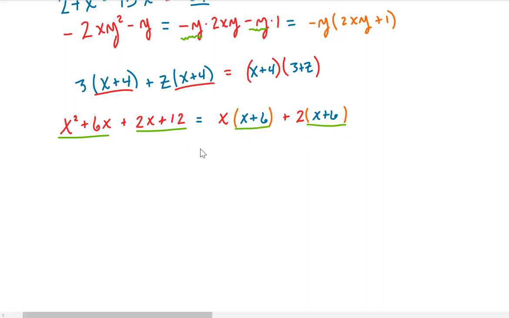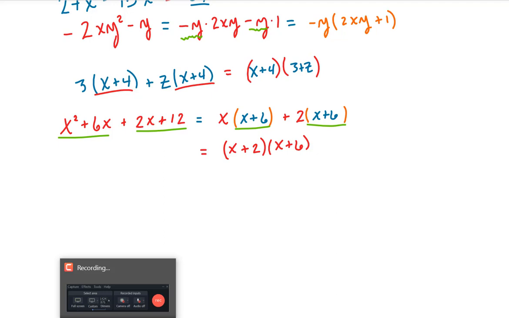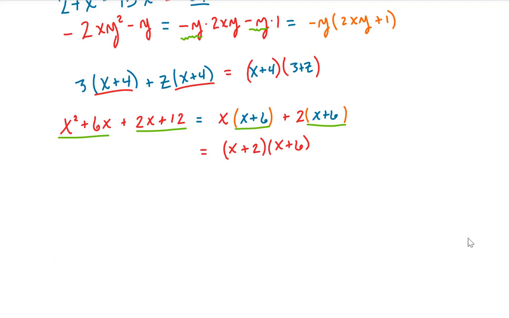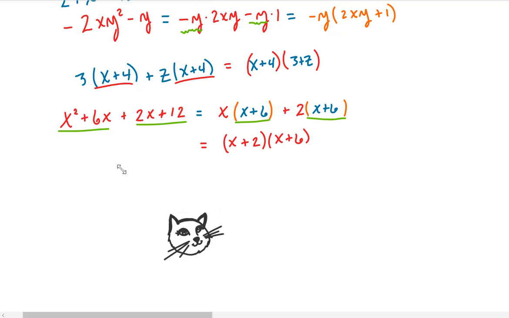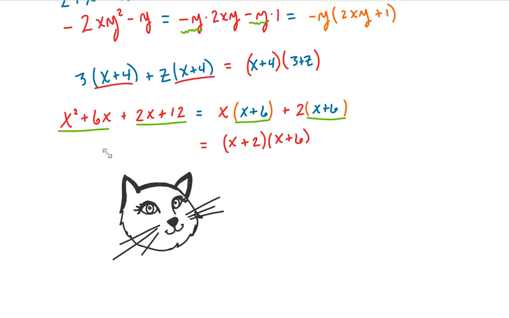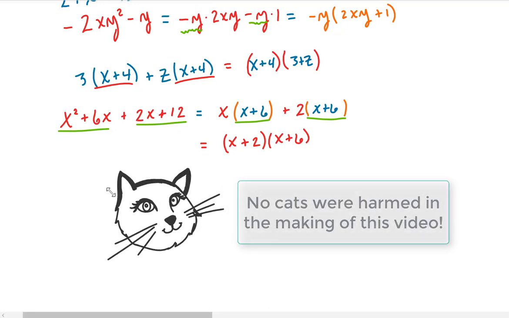Now don't stop here, because x plus 6 is now common to both of those terms, so we can extract it. And we're left with x plus 2 times x plus 6. I hope that you learned that your math teacher doesn't know how to draw, and a little bit about factoring and extraction.